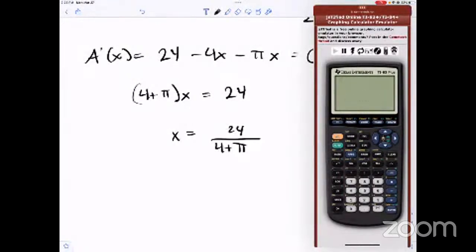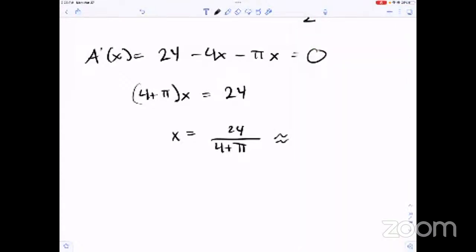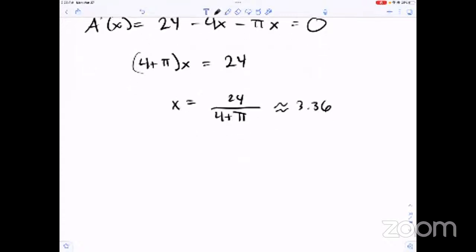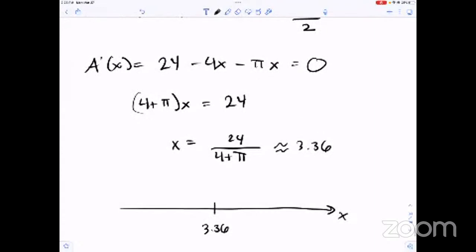So then 24 divided by 4 plus pi. Like this. So that's about 3.3, right? You could say 3.36. This is approximately 3.36. So then if we put this on the number line, here's our 3.36. If we choose a number to the left and plug it in the derivative, I'm going to choose 0. If I plug in 0, this goes to 0, this goes to 0, we get a positive result. All right, that's a good omen.